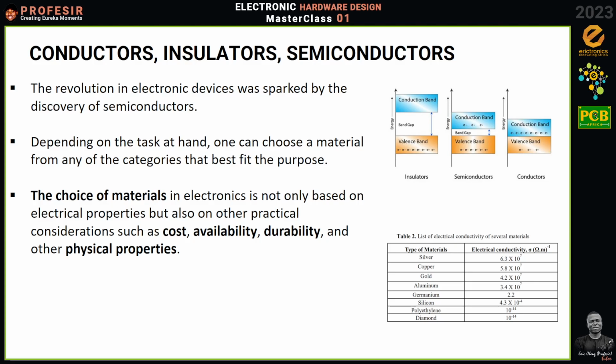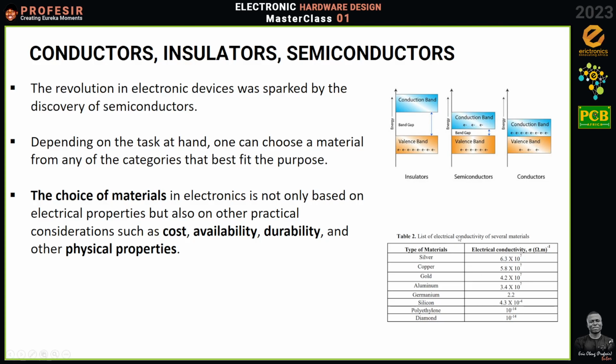You should also look for availability. Copper is actually abundant on earth. Silver is quite scarce, and that also contributes to its high price. Then we also have durability, and other physical properties. In terms of reactivity, silver reacts very fast with atmospheric conditions compared to copper. Is that okay? Now, why do we prefer copper over silver?